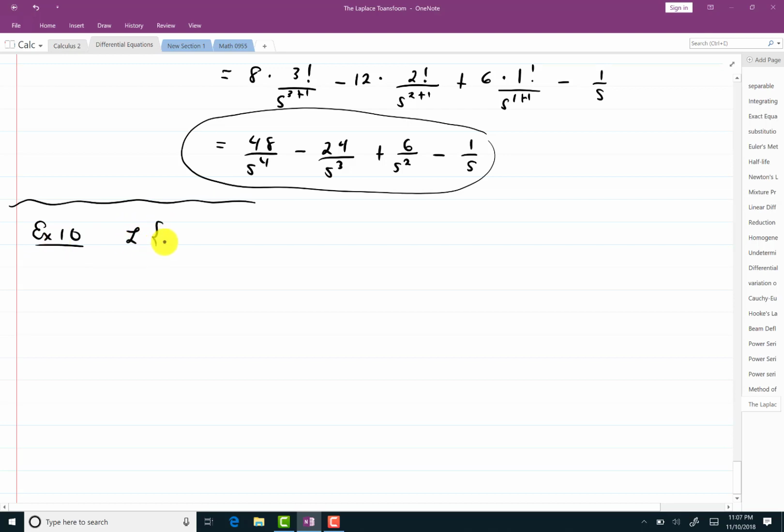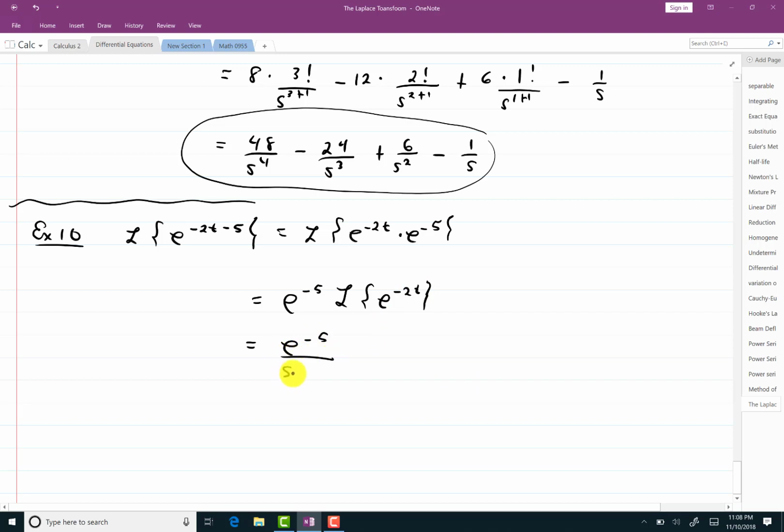How about the Laplace transform of e to the negative 2t minus 5? Well, this I can rewrite as the Laplace of e to the negative 2t times e to the negative 5. Well, e to the negative 5 is simply a constant. So I can bring it out front of the Laplace. And then we have the formula for that. Do you remember that e to the at was 1 over s plus a, so we have e to the negative 5 divided by s minus 2. My mistake, that was a plus. It was 1 over s minus a.